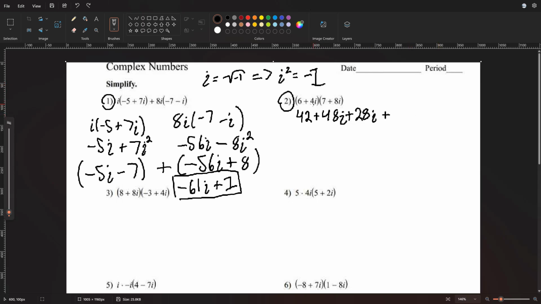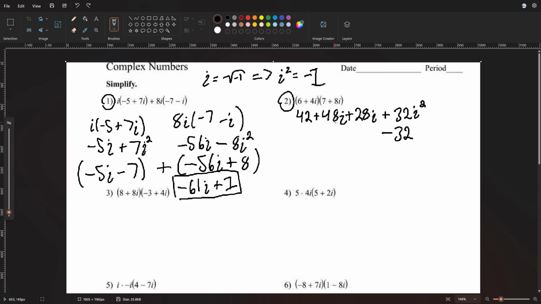So again, 4i times 8i is going to be 32i squared. Awesome. So let's do this first, because we know that i squared is negative 1. So what this essentially does to our problem is it converts this to minus 32, just negative 32, because when this is evaluated, this is going to be negative 1.